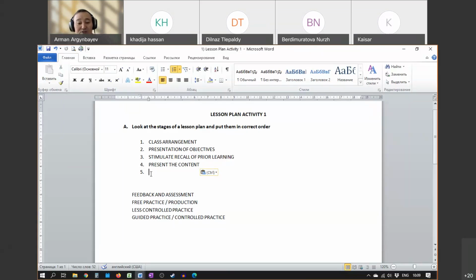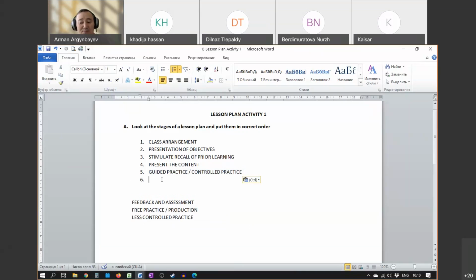So maybe different ways. And then after presenting, there should be guided practice. Guided means when you control it. It is also called controlled practice. When you control, everything is under control. Usually we do drill exercises in controlled or guided practice. Different kinds of drill exercises.